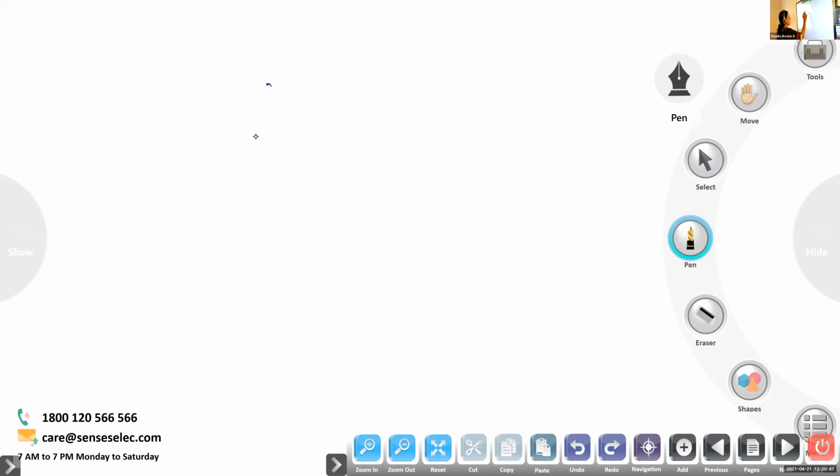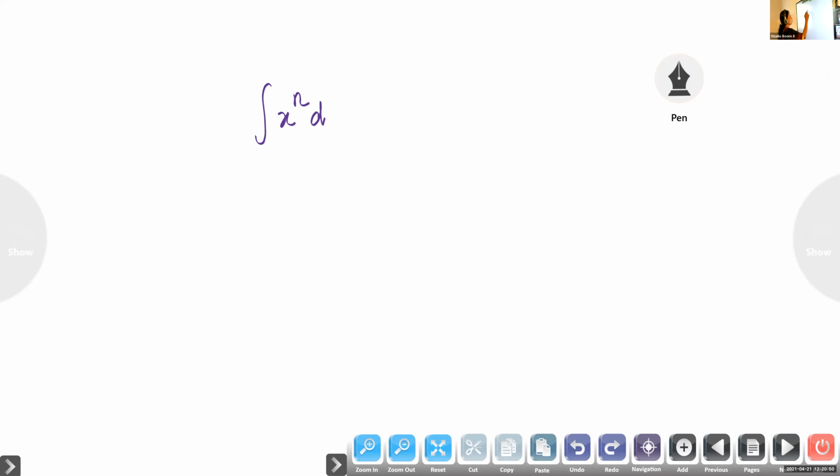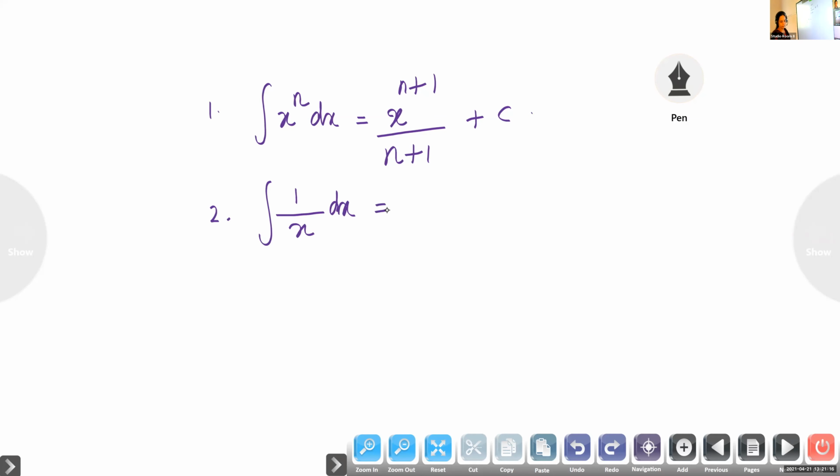Just recall the formula. What is the integral of x raised to n into dx? It is x raised to n plus 1 by n plus 1, plus c, isn't it? Whenever we integrate, we have to add the constant. What about the integral of 1 by x into dx? It is log x plus c.